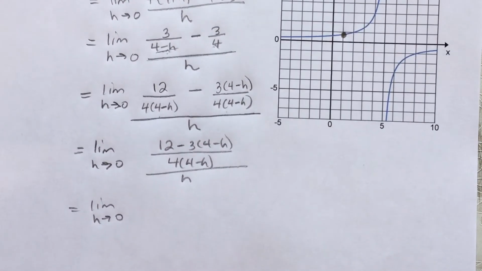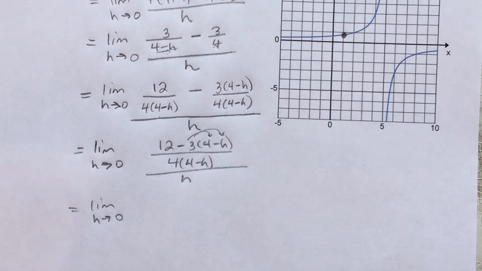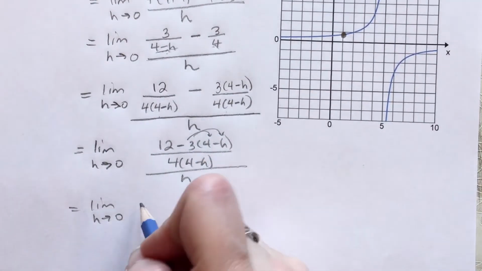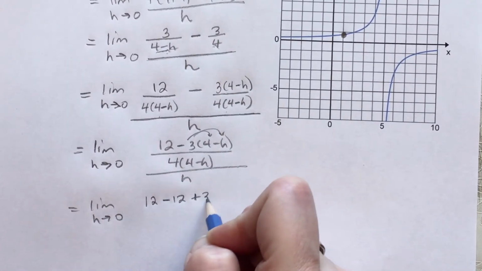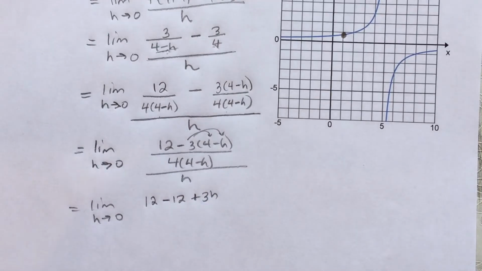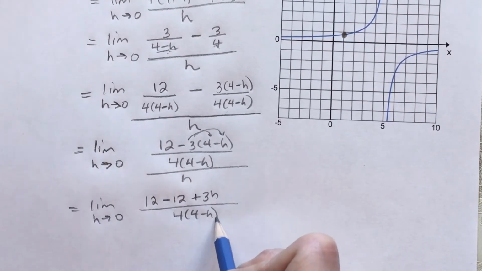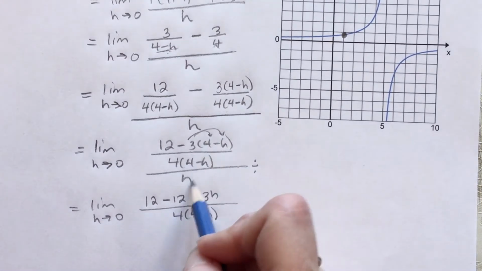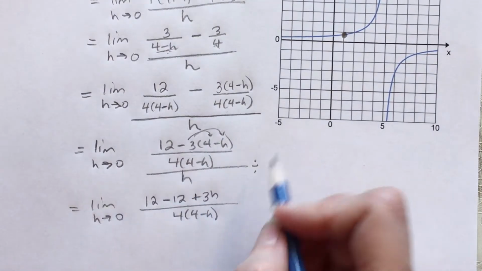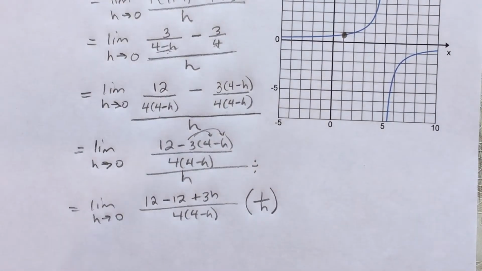So now I'm going to expand here to simplify the numerator of the fraction in the numerator. So I get 12 minus 12 plus 3h. Careful with that sign. That's going to depend on whether your answer makes sense to you or not. Over 4 times 4 minus h. And then dividing by h. Dividing a fraction by h is the same as multiplying that fraction by 1 over h. So if I want, I could do that at this time.